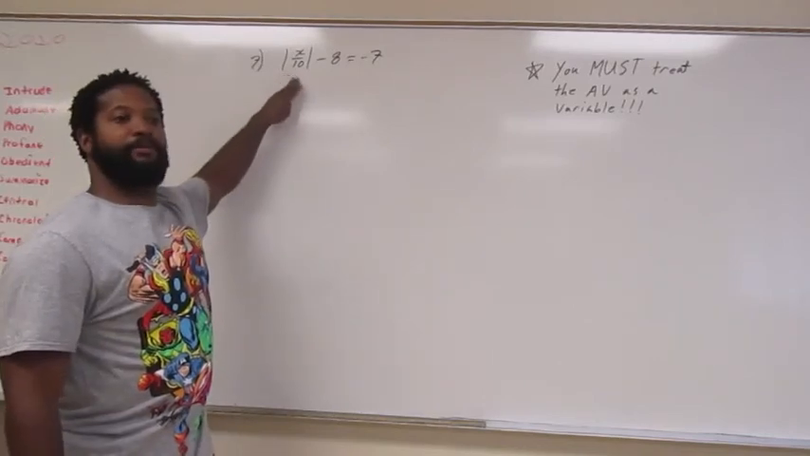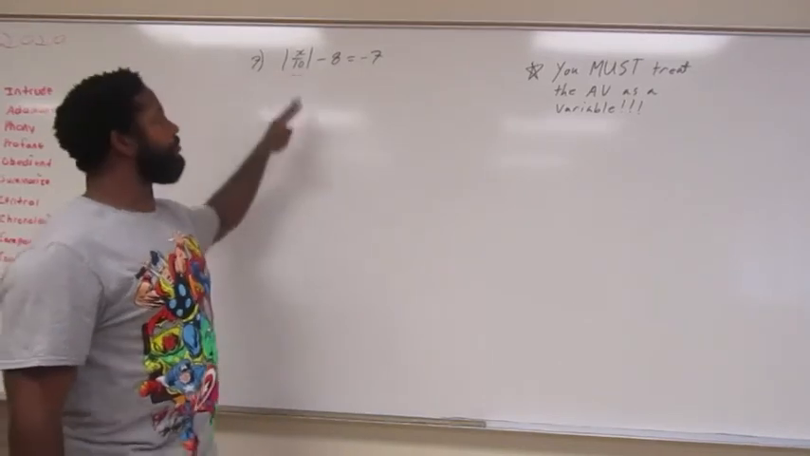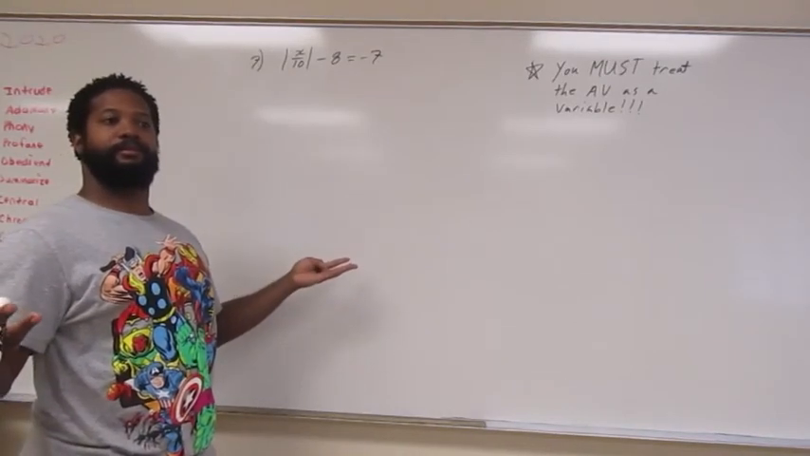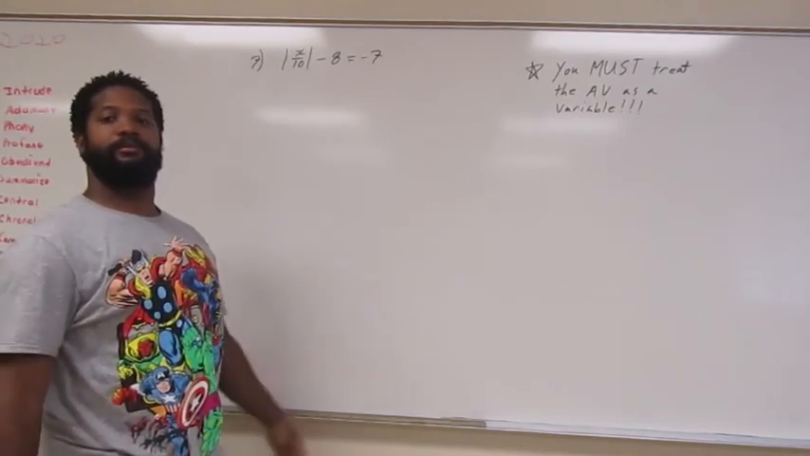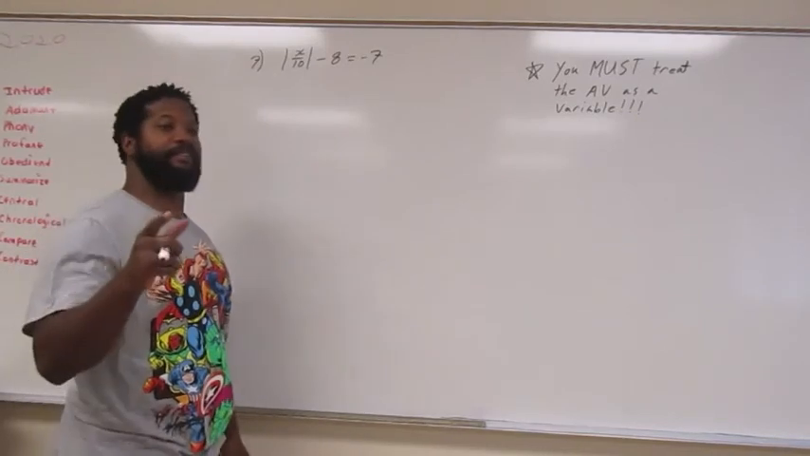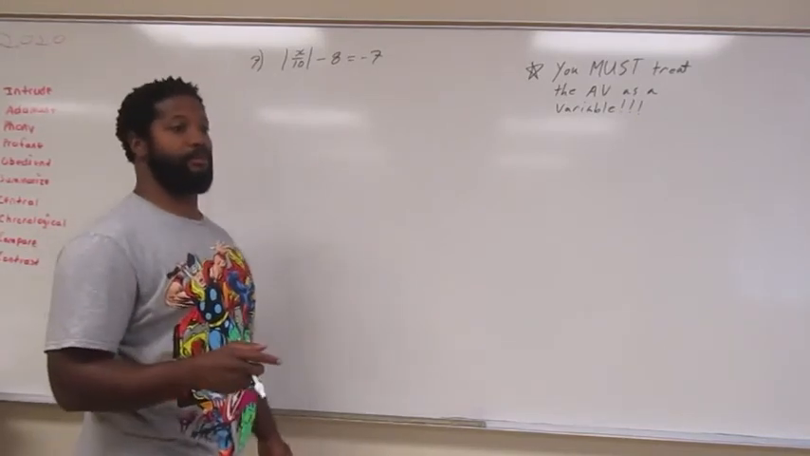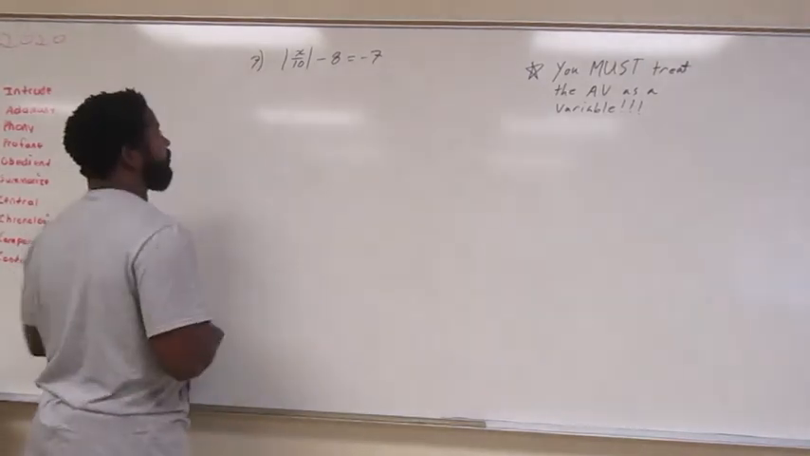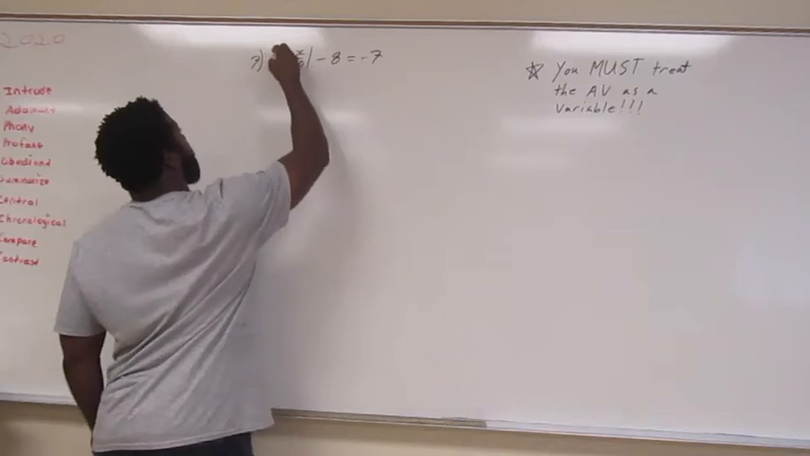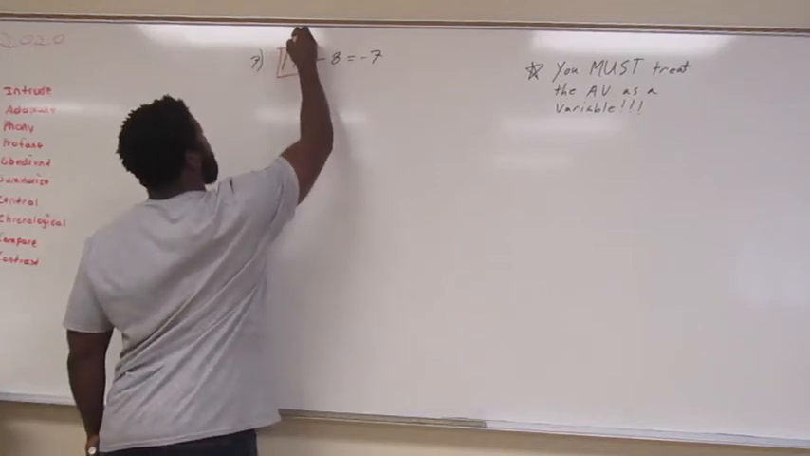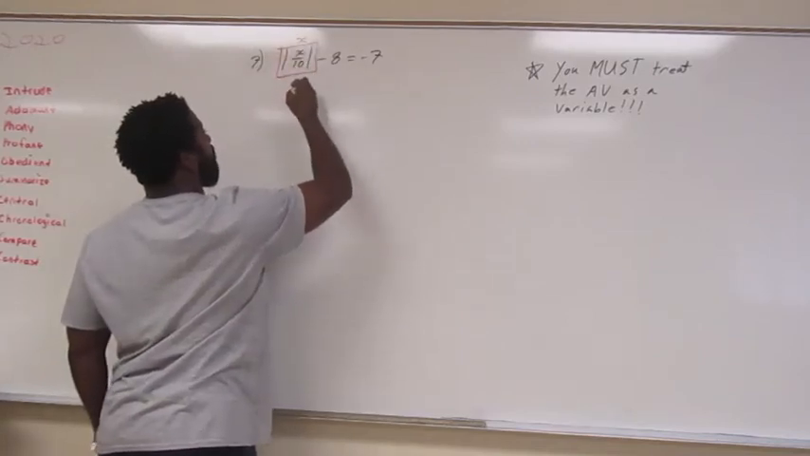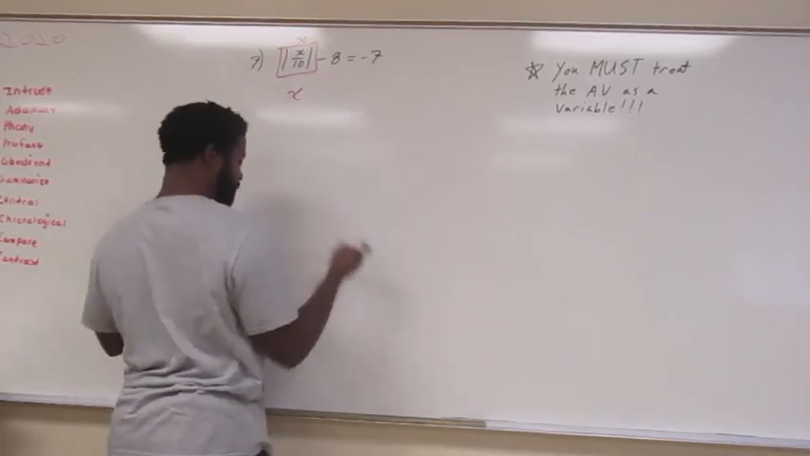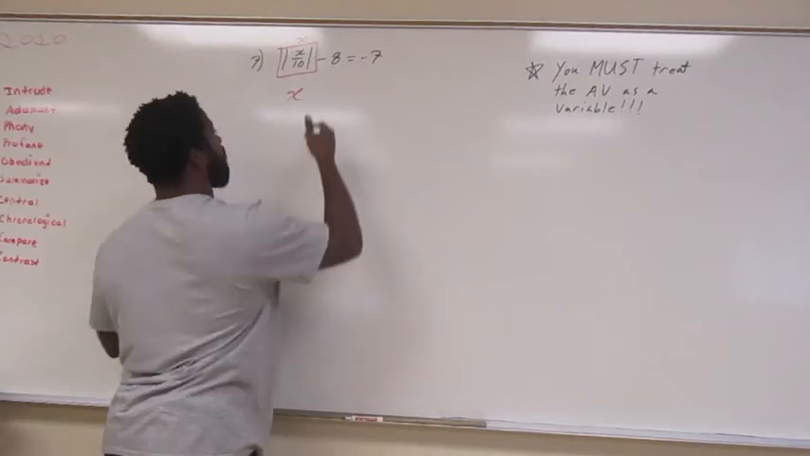Remember, you want to get your absolute value by itself, right? This is our main goal right here. So what do we got to get rid of? The box. This is why I changed it into a variable, okay? You got to get this absolute value by itself. So make it x minus 8 equals negative 7.